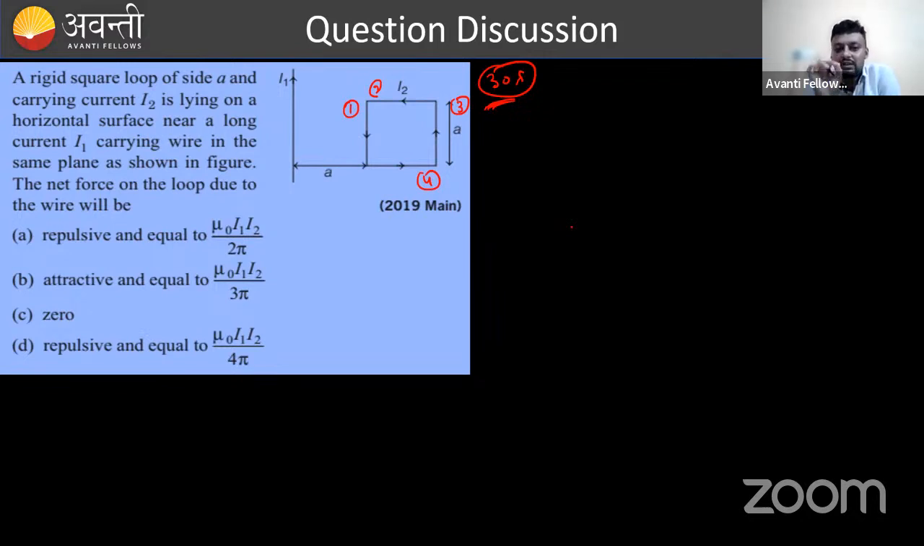Now I am asking just one simple question. If I want to calculate the force on this first side of the square loop, who is the source of magnetic field? This I1 is the source of magnetic field. What is the direction of the magnetic field created by I1 in this whole region of the square loop? Just answer me one simple question.